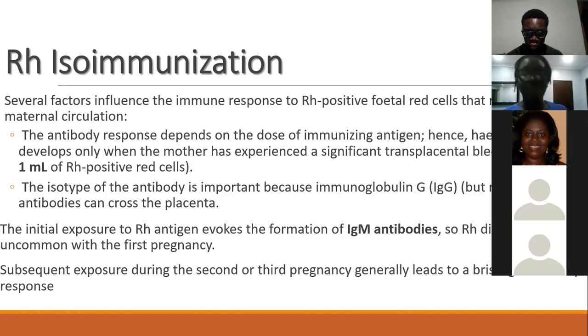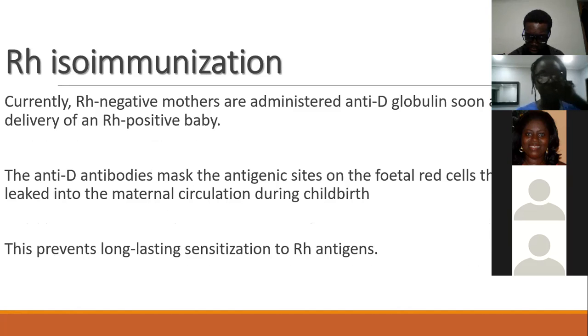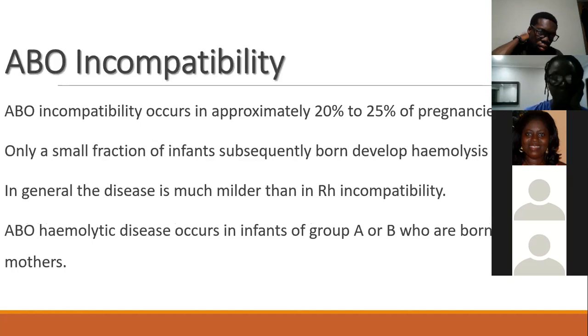If this is not done, then the next baby is at risk of having this rhesus isoimmunization, and the mother's antibodies can attack the baby and cause breakdown of the baby's red blood cells, leading to severe anemia in the baby. And then the breakdown of the red blood cells will also cause accumulation of bilirubin. So there will be jaundice. So these are the babies who are born and then they have jaundice.